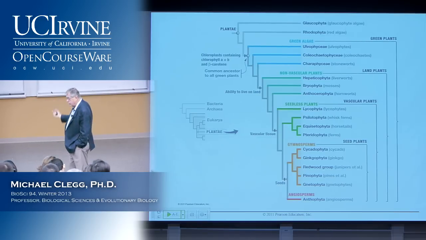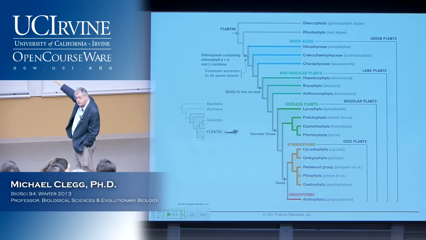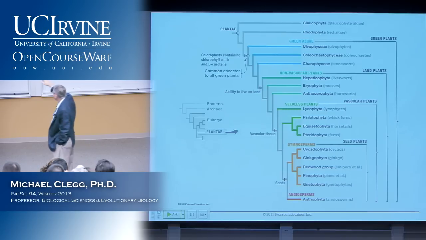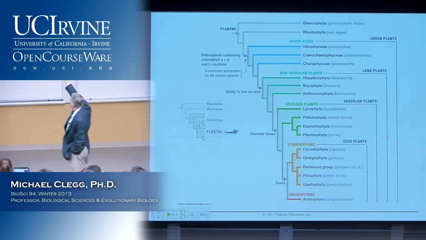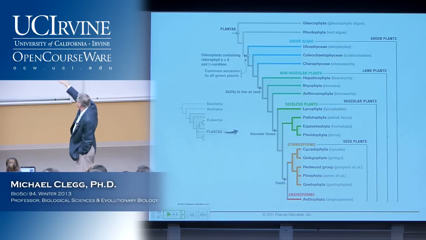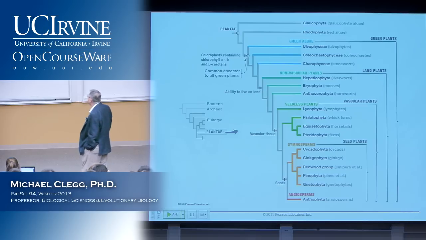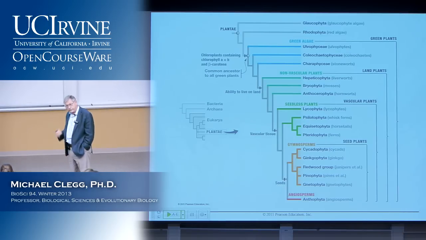So how do we see that? Well, we use DNA sequence data to build a phylogeny of algae and plants and land plants. And then we map on that phylogeny where important morphological features appeared. So you see at the very base, at the point where the algae appear, chloroplasts containing chlorophyll A and B and beta-carotene arise.